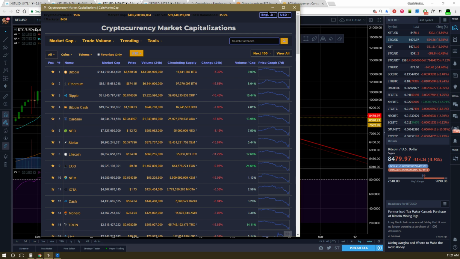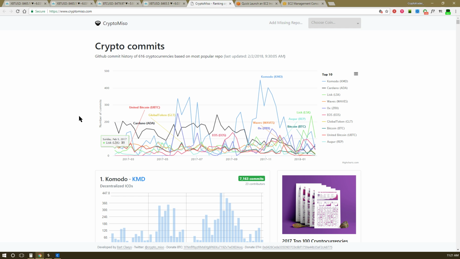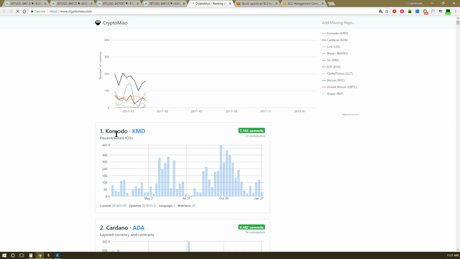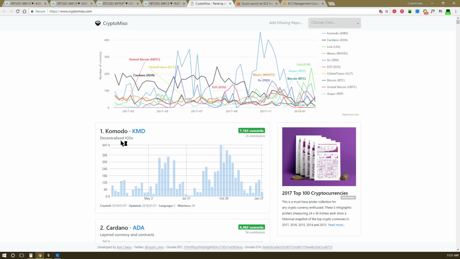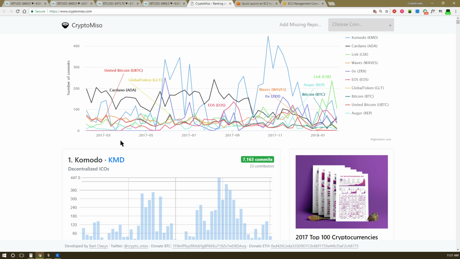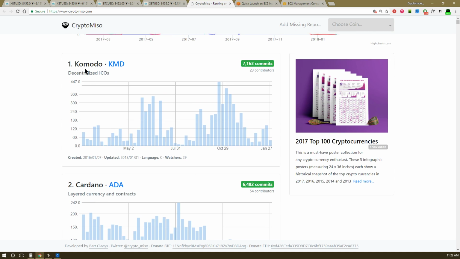But I can tell you one thing. We're going to go look at Crypto Miso, and look who's number one today. Let me refresh the chart. Komodo. I like this site. This is a brand new site that just came on the scene, and the people who came up with this are some geniuses. You can see all this weird, wacky stuff going on. Choose a coin. We're not going to do that, but what we are going to do is count these, one through ten. Those are what matter. Number one, Komodo. What do they do? Decentralized ICOs.